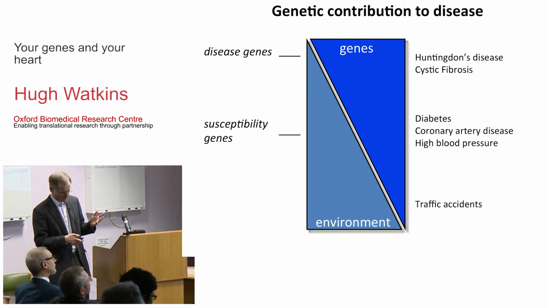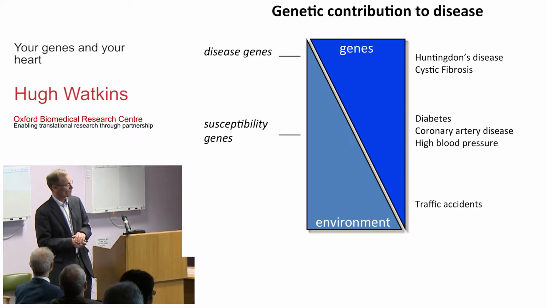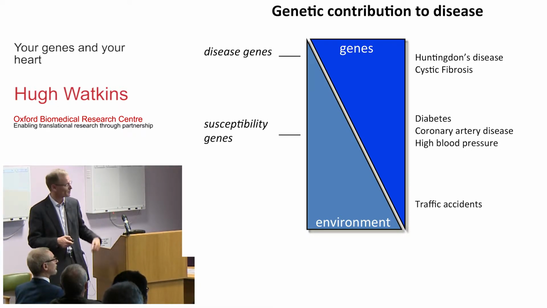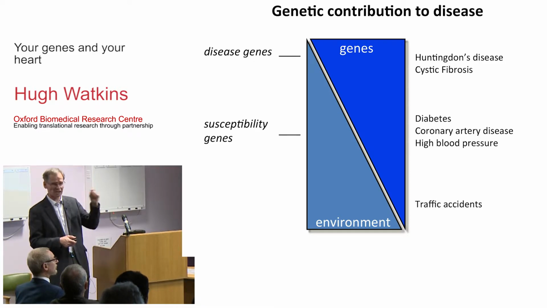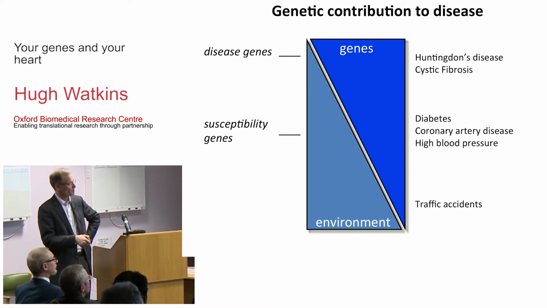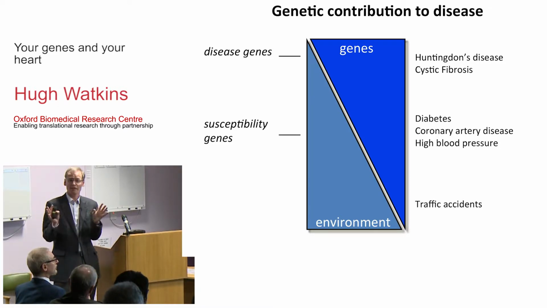So you will be familiar with the fact that there are conditions that are inherited in families that are caused by a spelling change in one gene. And so common conditions that we know about are things like Huntington's disease or cystic fibrosis. And here, as you likely know, there is a gene for these conditions, and if you inherit it, you'll get that condition. So this is the very strong genetic end of the disease spectrum, and these conditions tend to be quite rare.